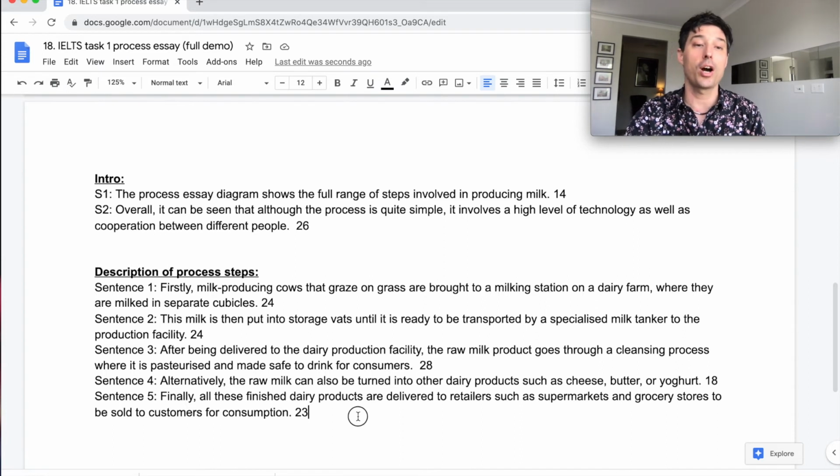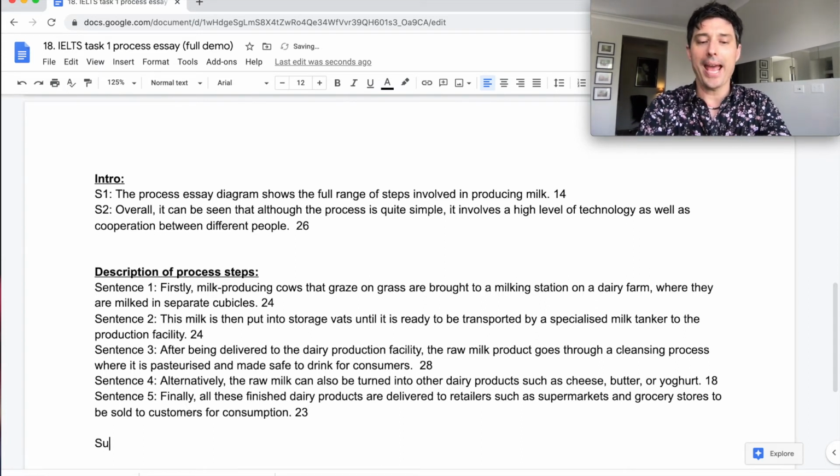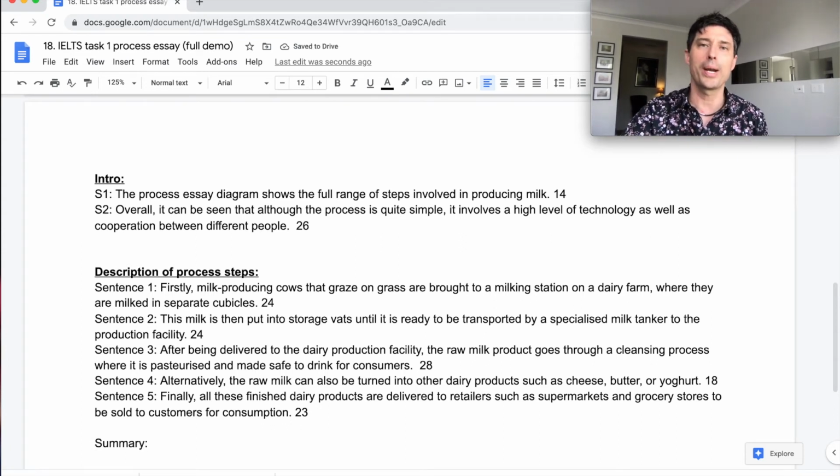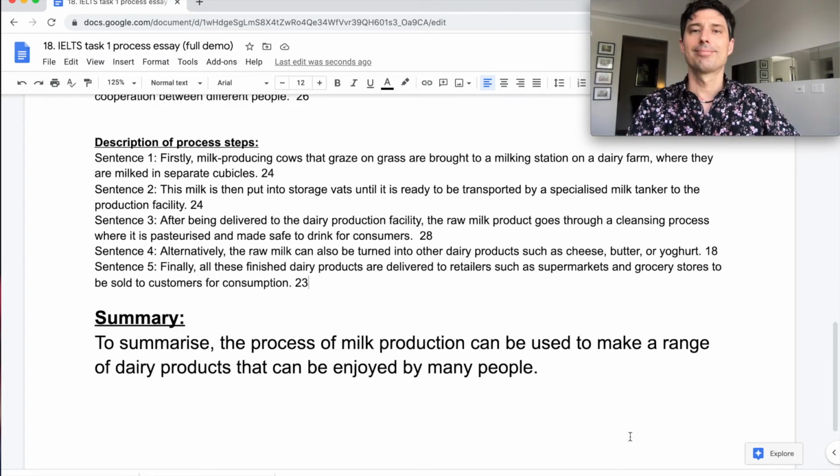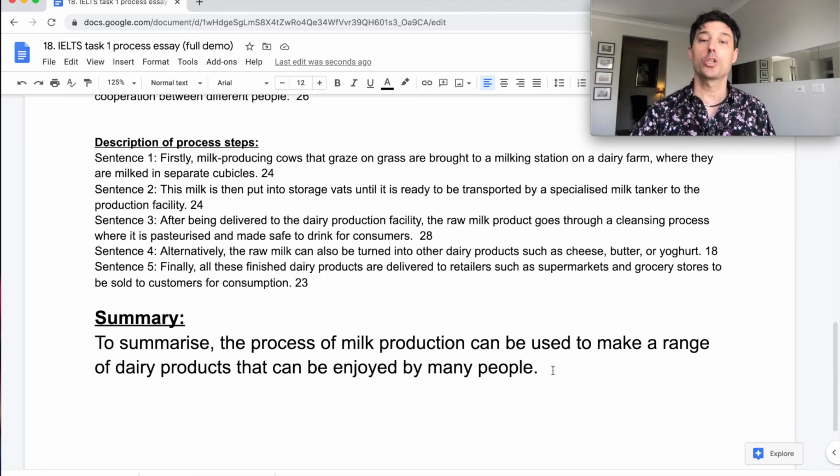We could finish the whole essay now, or we could keep going and we could add a little summary at the end of about maybe 15 or 20 words. And I think it's still going to be within the normally accepted word limit. So I'll just show you how to write a quick summary. So for a summary, we could just say something like, to summarize, the process of milk production can be used to make a range of dairy products that can be enjoyed by many people.